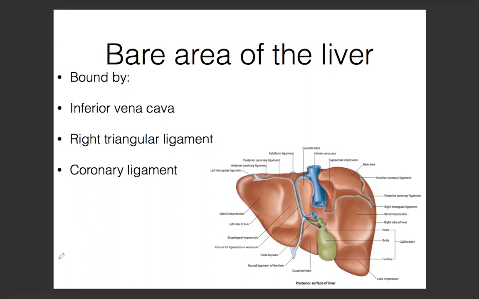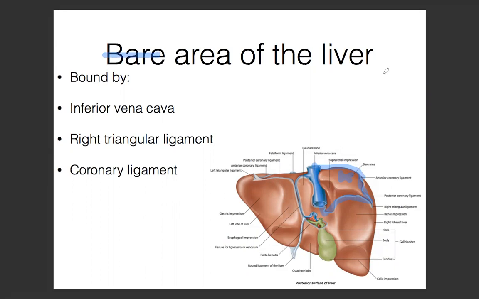تمام؟ That's the only reason why you need to know what the ligaments are. عشان بس تكونوا you're able to name the boundaries of the bare area. دي البare area حوالينا هنا triangular ligament coronary ligament inferior vena cava, and it forms the bare area. تمام؟ And it's an area of no peritoneum.